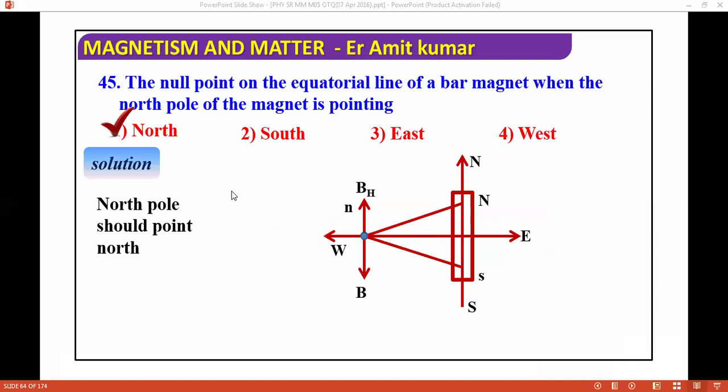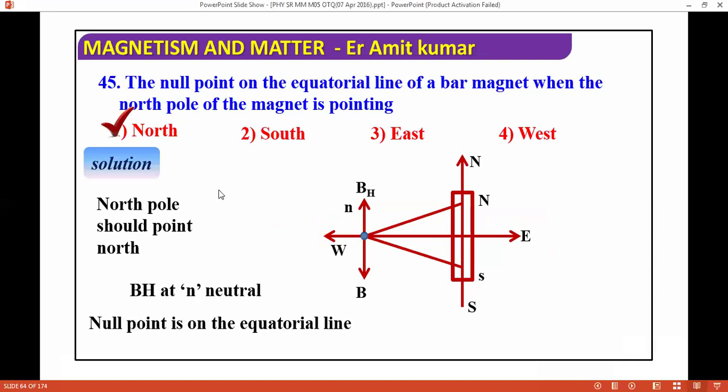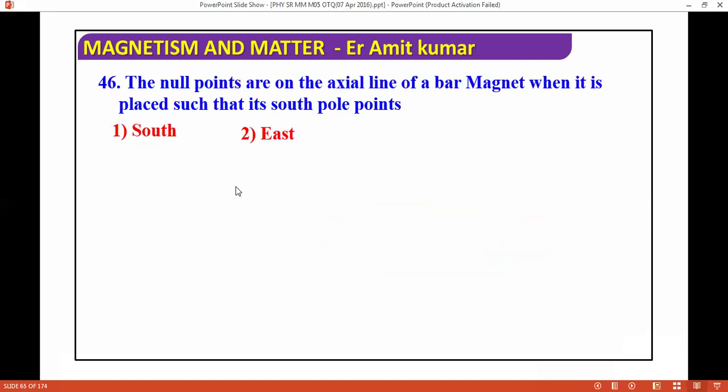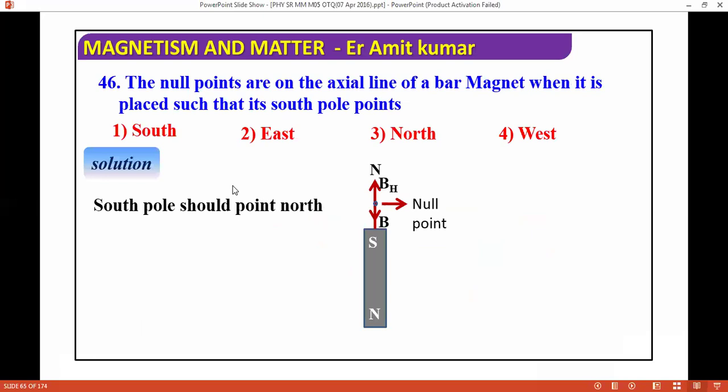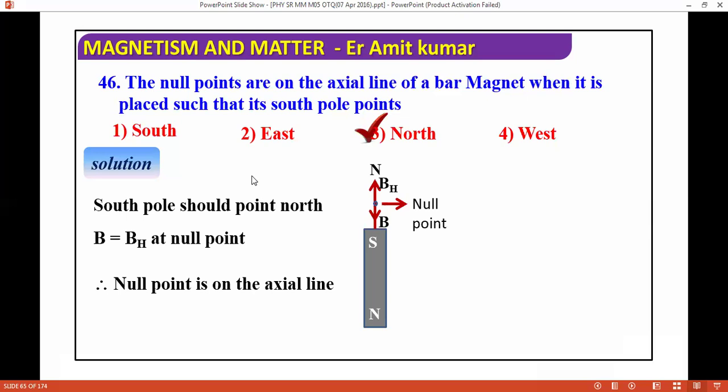At the neutral null points, B equals BH, and the null points are on the equatorial line. Next question: null points are on the axial line of a bar magnet when it is placed such that its south pole points south, east, north, or west. So the null points happen towards the right, and the south pole should point towards north. So B equals BH at the null point, and the null point is on the axial line.